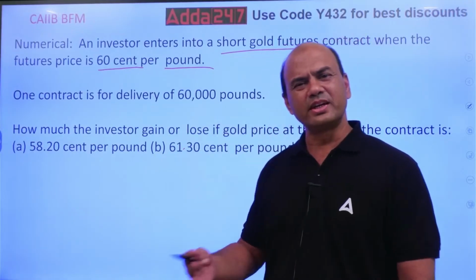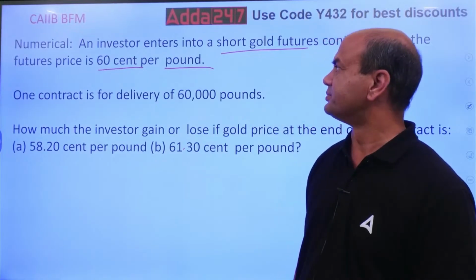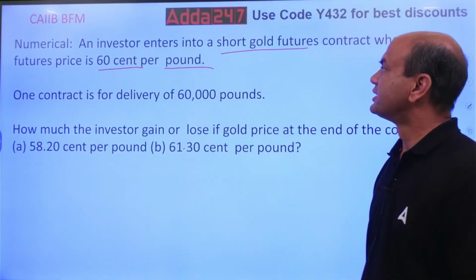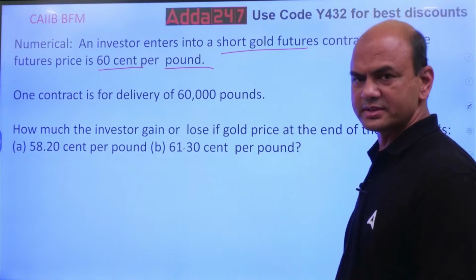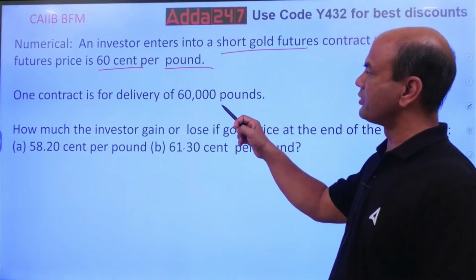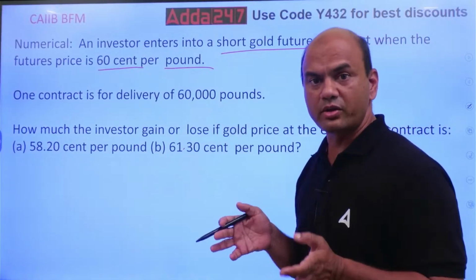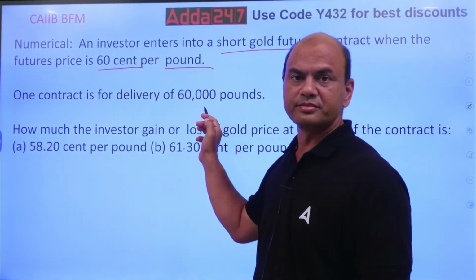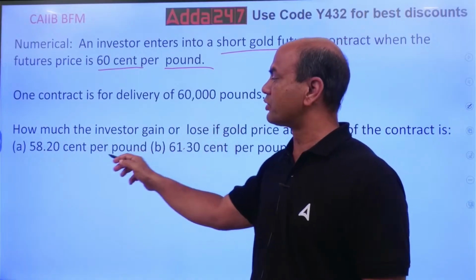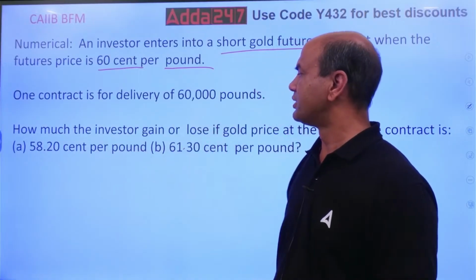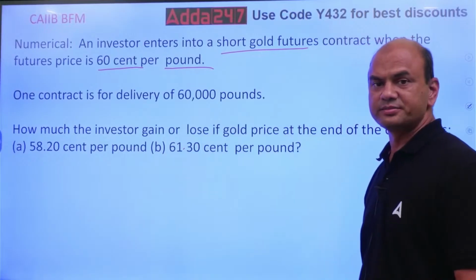But after all, it's one and the same thing. Okay. So 60 cents per pound future prices and one contract for delivery is this 60,000 pound. Means if you have to purchase one contract, you have to invest this much. Okay. And now the rate goes to 58.20. Then what happens in this case?